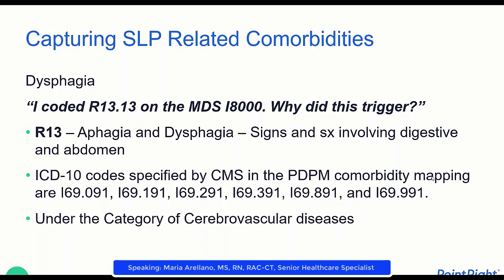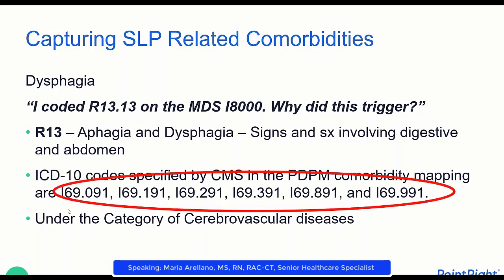But see, if you go back to that mapping, that crosswalk Excel spreadsheet that I just showed, if you look here, the only diagnoses that qualify for the SLP-related comorbidities are the I category, I69, which is under cerebrovascular disease. Okay, and so these are the ones that you have to have coded in I8000 to get that comorbidity. So very, very important, and we see this quite frequently.